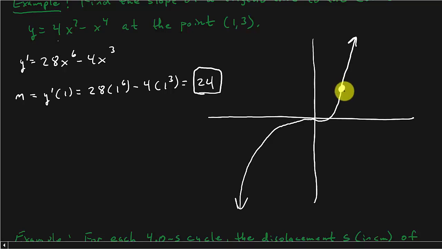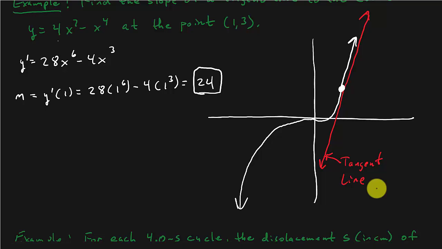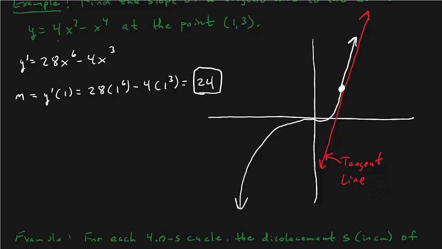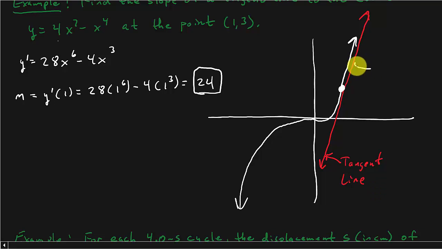And what happens is you have a line that's tangent to the curve at that point. This is your tangent line. And later on in the course, we're going to learn how to find the equation of that line. All right, so that's the tangent line. And what we've done here is we have found that the slope of that line is 24. That's what you're finding.